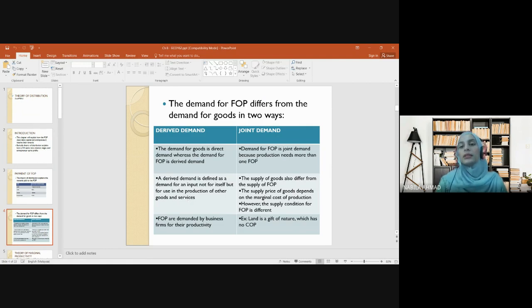Joint demand, demand for factors of production is joint demand because production need more than one factors of production. Jadi kalau kita nak hasilkan sesuatu barang, kita tak boleh ada labor je, betul? Kita kena ada land, kita kena ada capital and so on. Jadi maksudnya kalau kita mempunyai satu factors of production tidak cukup. Kita perlu ada beberapa yang lain. Itu yang dipanggil sebagai joint demand.